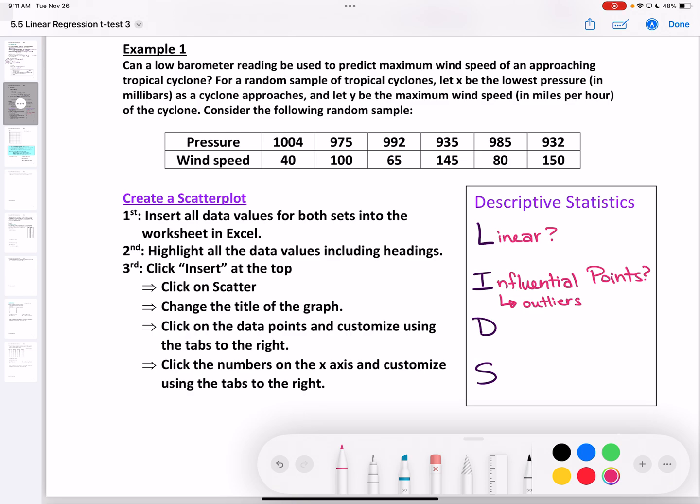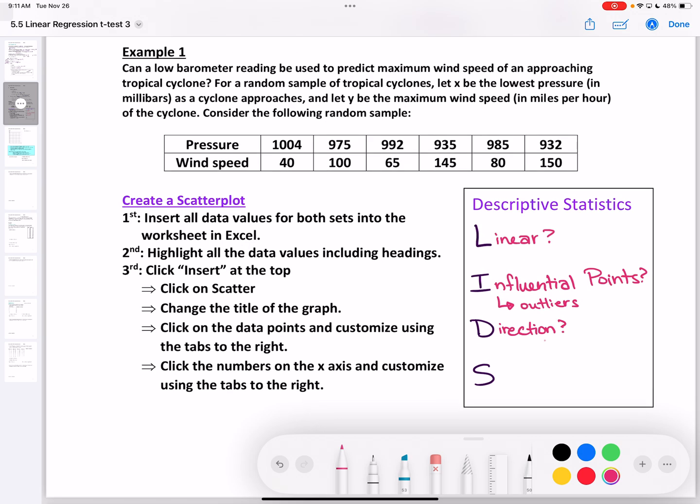The next one is direction. So direction means read the graph from left to right. If it's going up, we would say it's positive. If it's going down from left to right, we say it's negative.